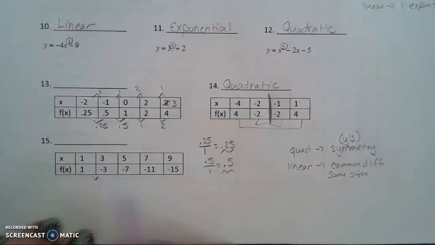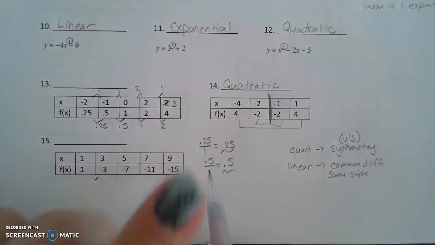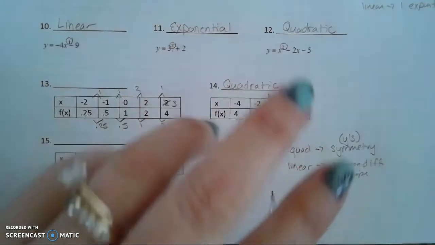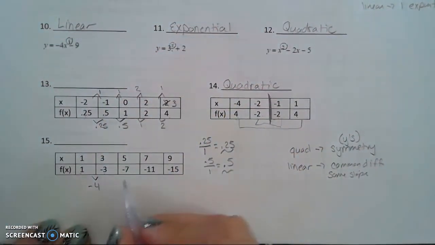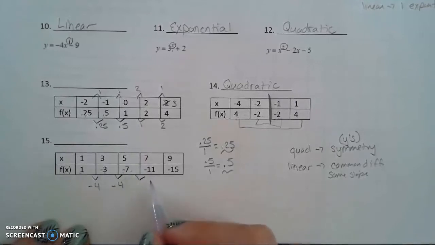So 1, 0, -1, -2, -3. So that's going to be subtracting 4. Here, same thing. How do I go from -3 to -7? That's another subtracting 4. And here, how do I go from -7 to -11? Again, -4, and from -11 to -15.